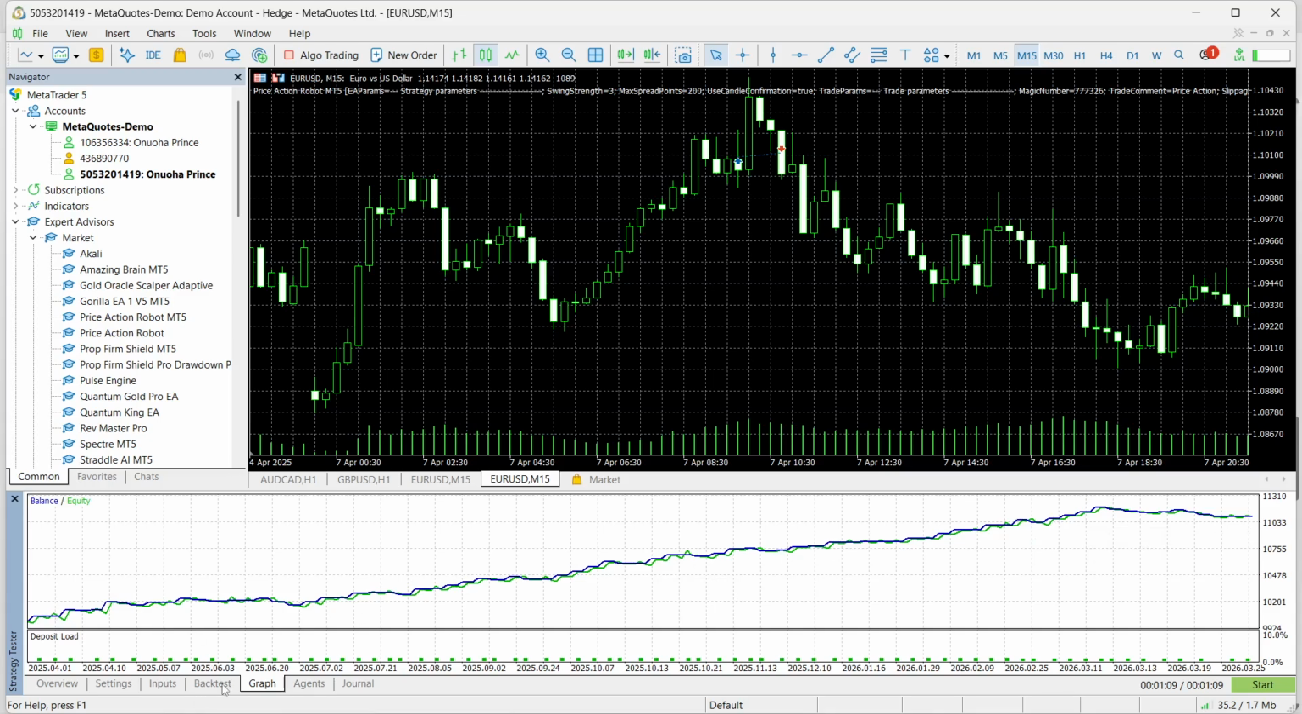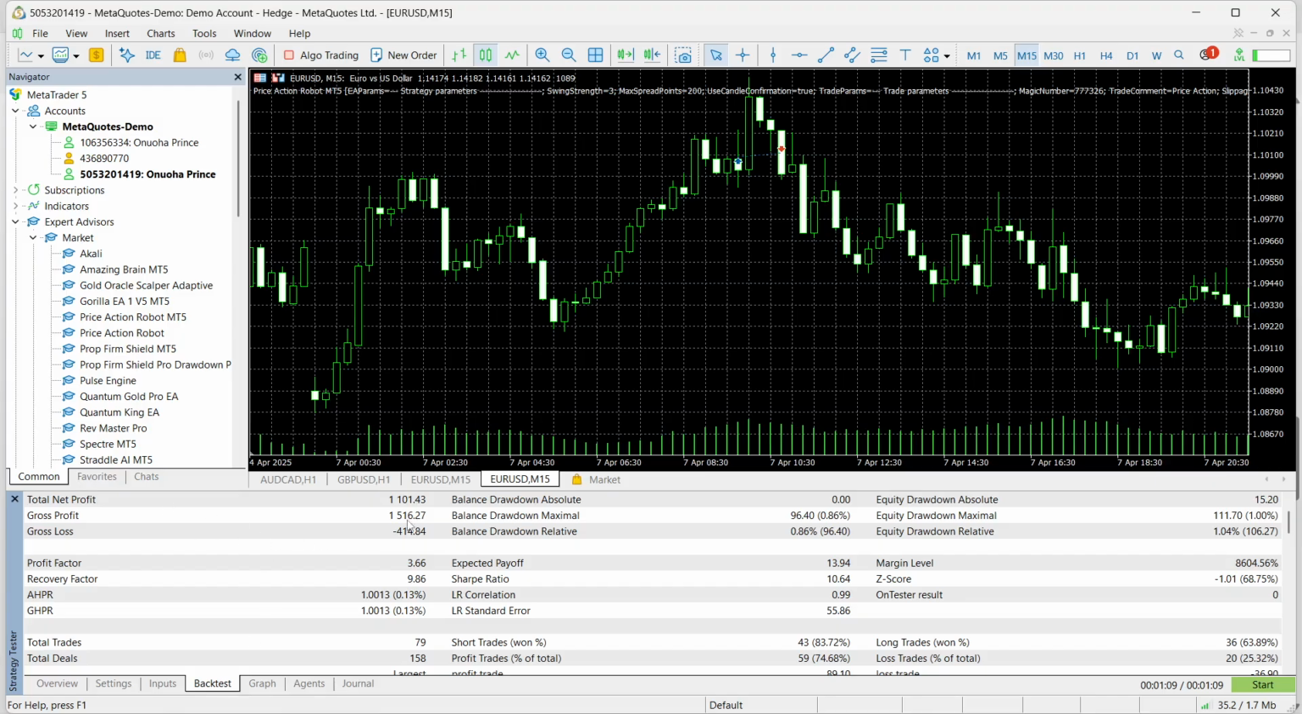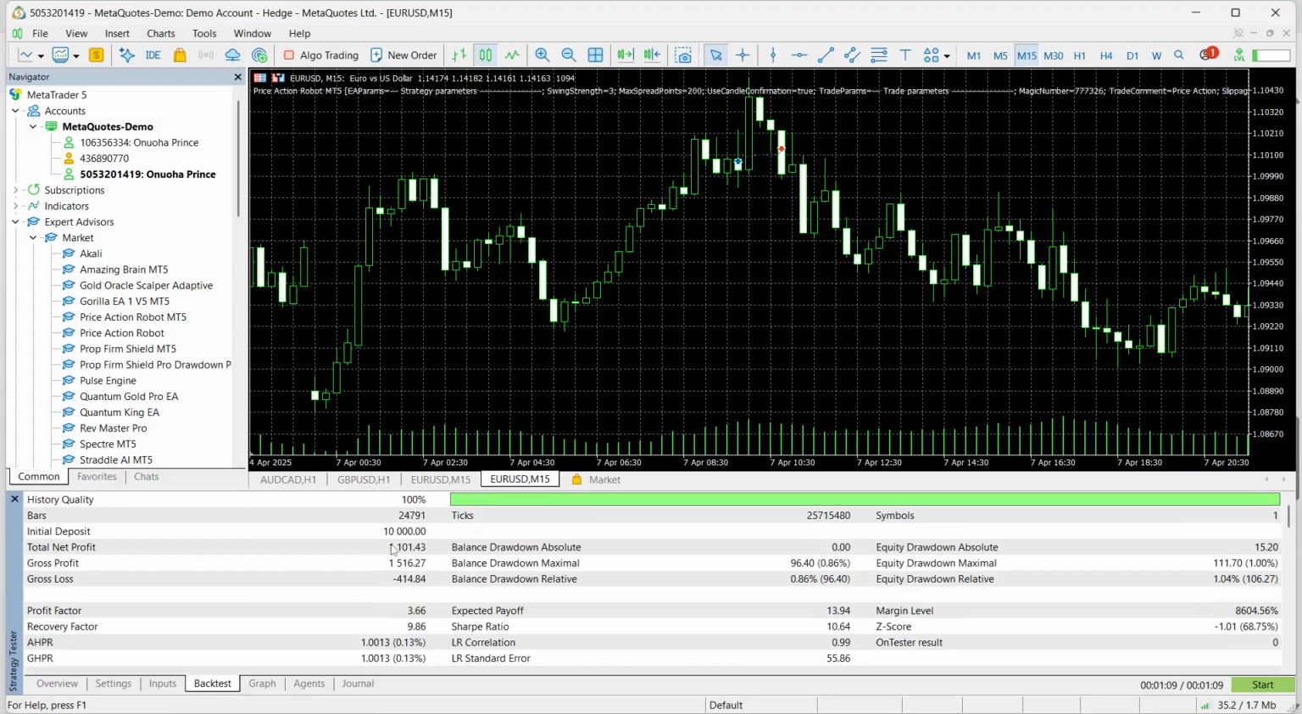I also got the following numbers for the initial deposit of $10,000. The total net profit was over 10%, $1,101. The profit factor was 3.66, which is quite good. The balance drawdown was 0.86%. So this is actually solid performance in my opinion for the EA.